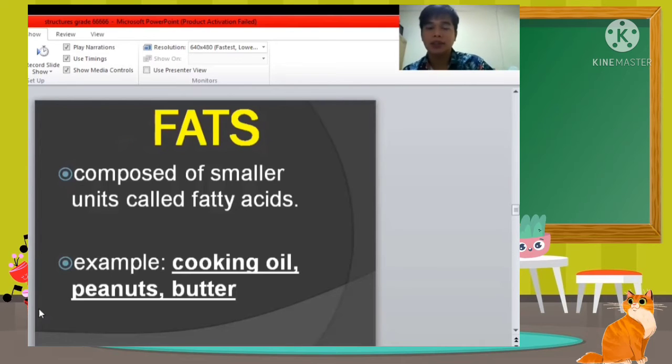Now let's proceed to fats. Let's define what fats are. Fats are composed of smaller units called fatty acids. Do you know what fats are? Examples of fats are cooking oil, peanuts, and butter. Students, read what are the examples of fats? Very good. Examples of fats are cooking oil, peanuts, and butter.